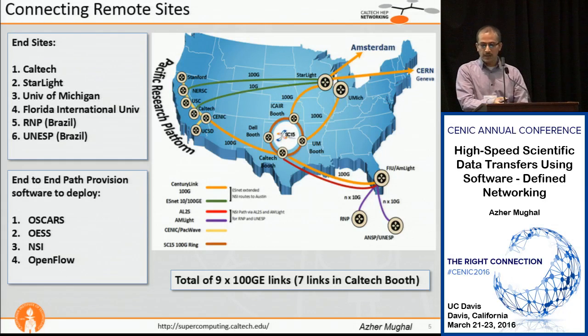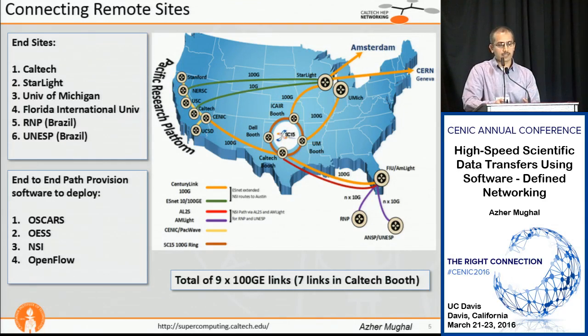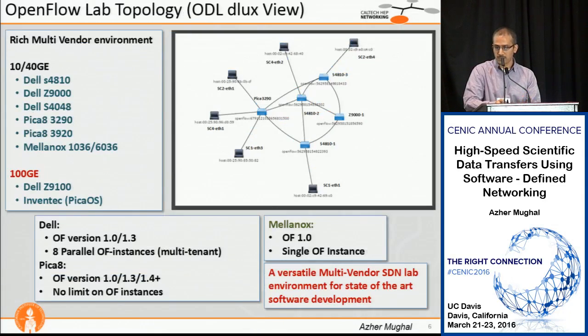The key participants were Caltech, Starlight, University of Michigan, Florida International University, campuses from Brazil, and the network providers from Brazil like RNP and UNESP. The software that we used to provision this whole infrastructure on the WAN side were OSCARS, OESS, NSI, and OpenFlow in some of the parts.